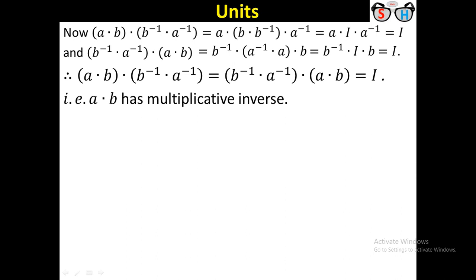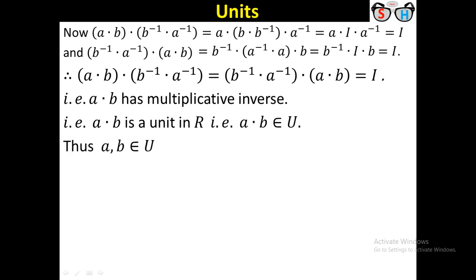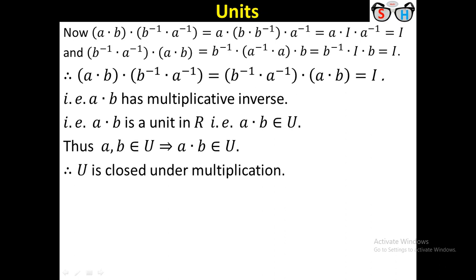Since A dot B has a multiplicative inverse, we can conclude that A dot B is a unit in R. Since A dot B is a unit, it must be an element of U, because U contains all the units in R. Thus A and B in U implies that A dot B is in U, that is, U is closed under multiplication. Now we prove the associative property.